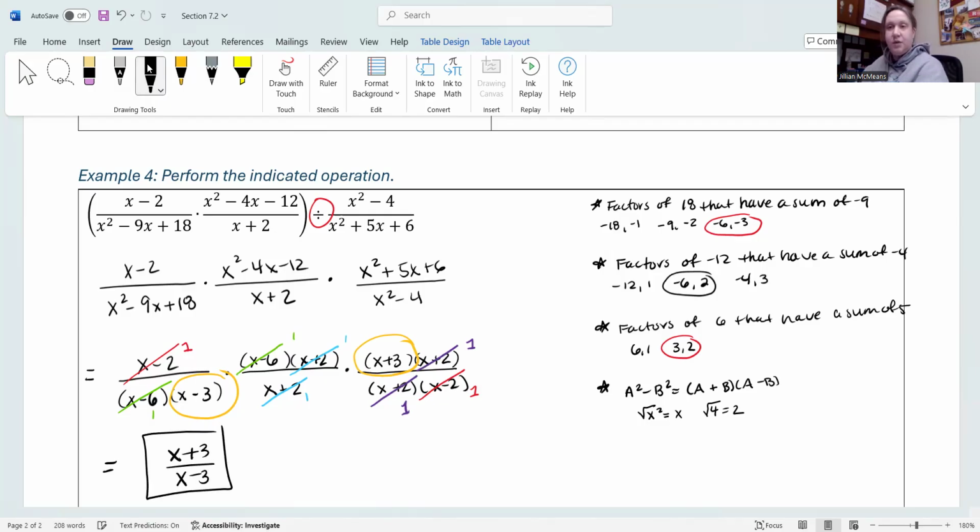And that's it. Okay, so nothing crazy here. This technically is part of the previous topic, but the video is getting a little long, so I separated it. So when you have mixed operations with multiplication and division, just rewrite the whole thing as multiplication and then factor everything and simplify.